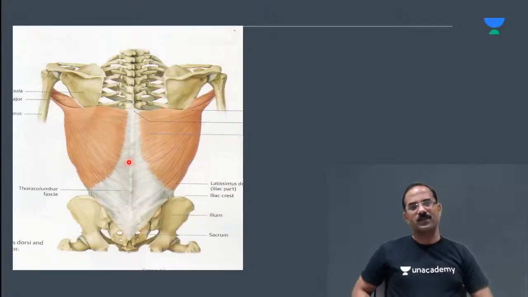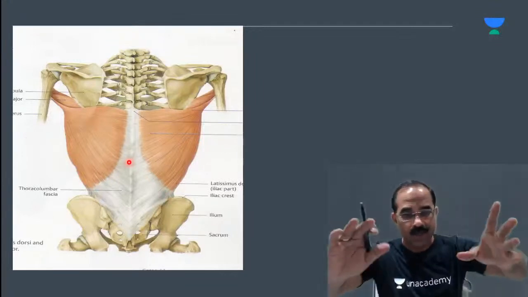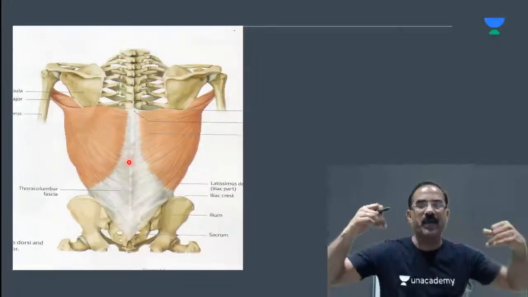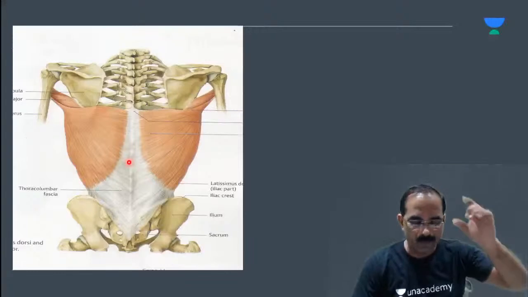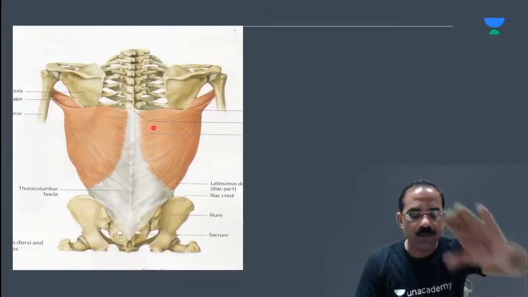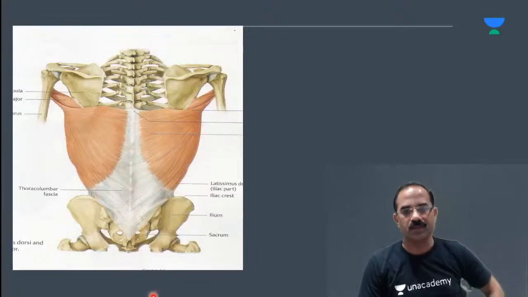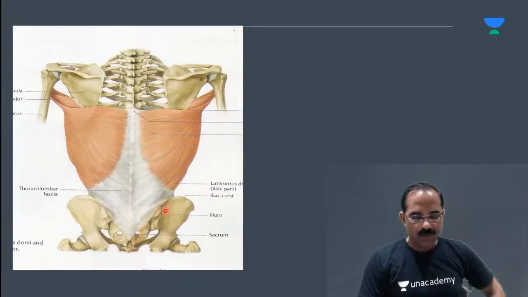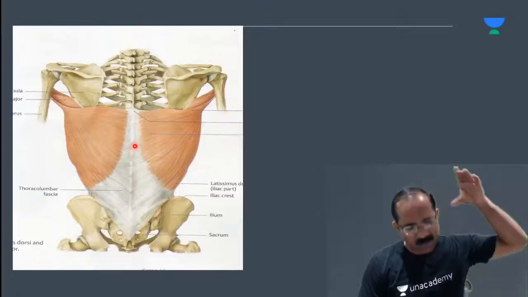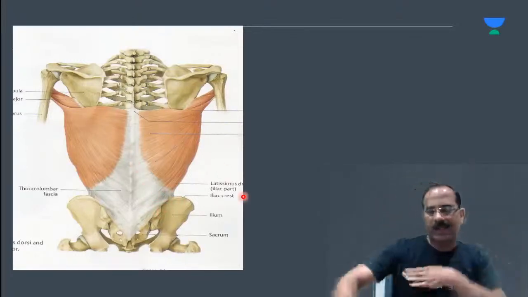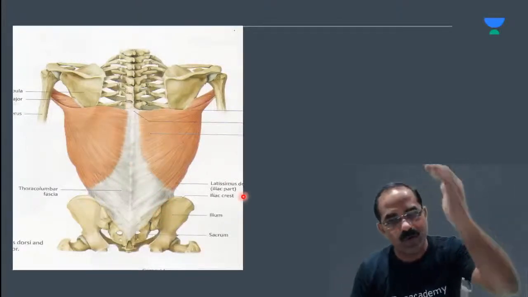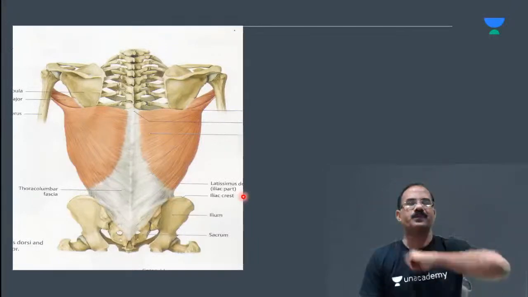Okay, this is the latissimus dorsi, a very important muscle. Latissimus dorsi is a muscle of the back. Where is it arising from? It arises from the spines of the thoracic, lumbar, and sacral vertebrae, from the sacrum and the coccyx, the iliac crest, and this big muscle goes in front and gets inserted into the floor of the bicipital groove.